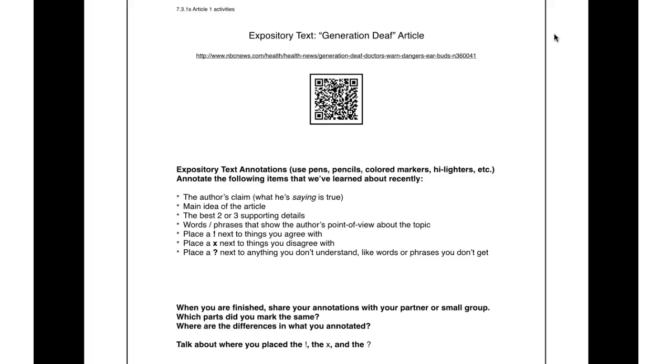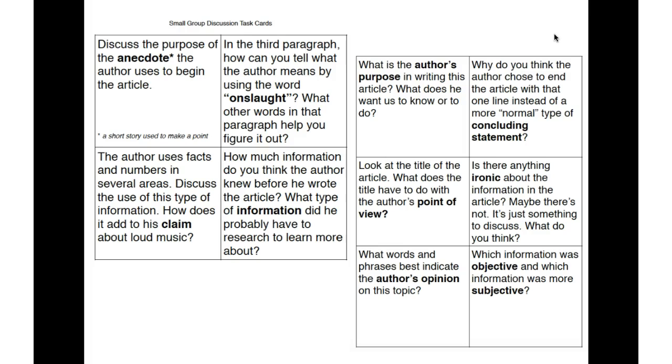This one walks students through exactly what they're looking for in the article, and then it also continues. So the point here is that the students can work independently, but then it continues to where they get to work together with a partner or with a small group, as is displayed at the bottom of the page in their instructions. Here's an example of small group discussion task cards that go with that activity that you just saw, the one with the article and the QR code.